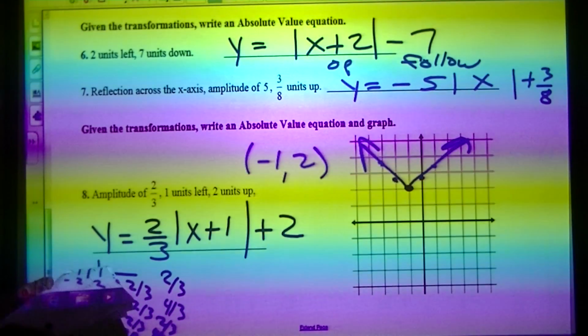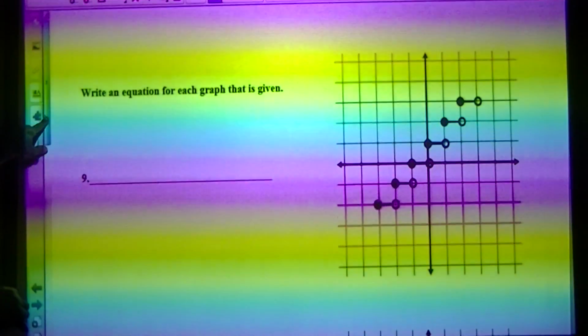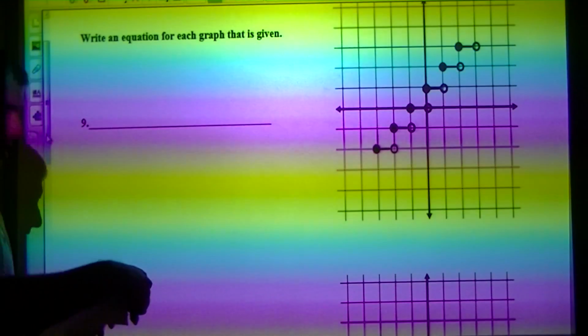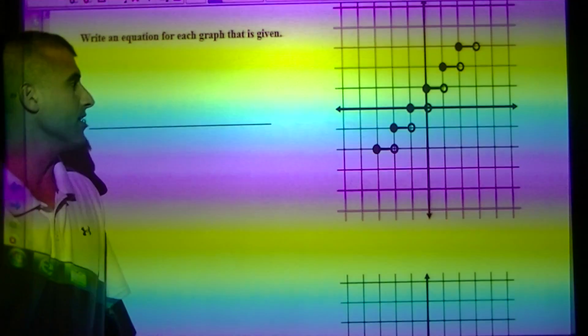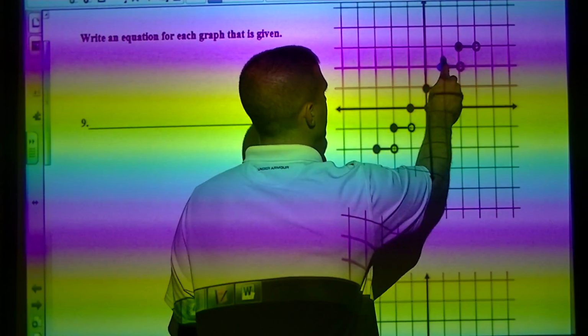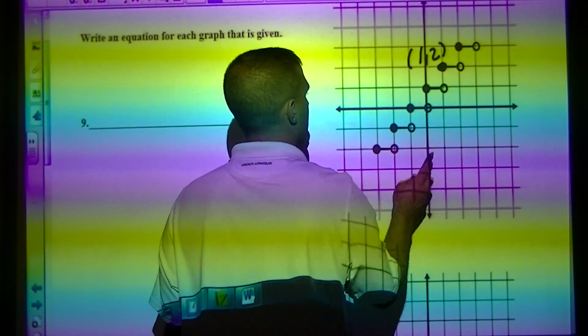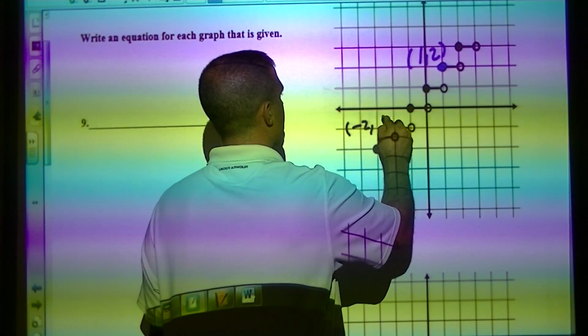All right, moving on to the final page. We have to come up with the equations of these. What you should do is figure out some coordinates here that you know. For instance, look at these dark ones. I know that that is 1 over, 2 up. This one right here, I also know that that is (-2, -1).